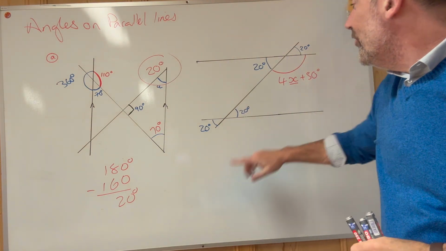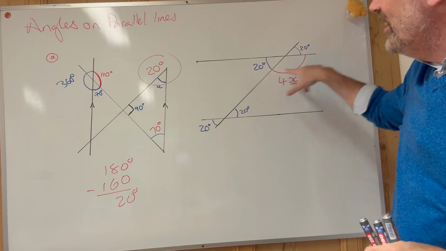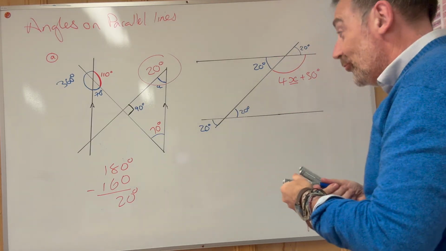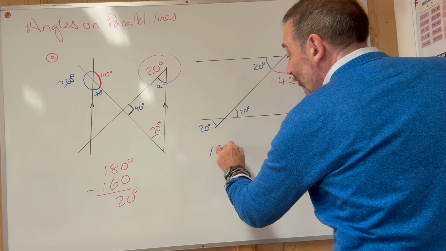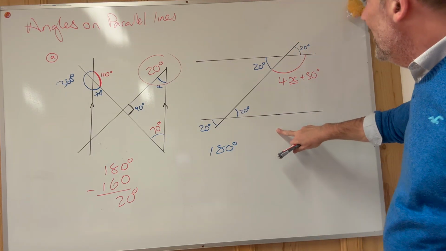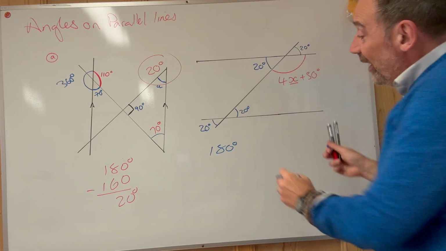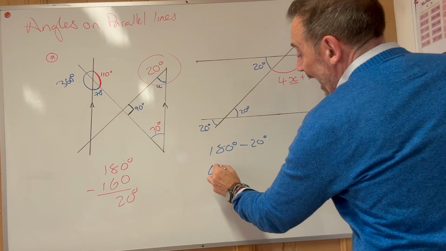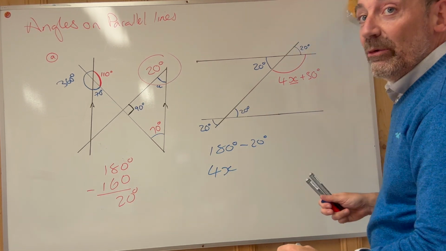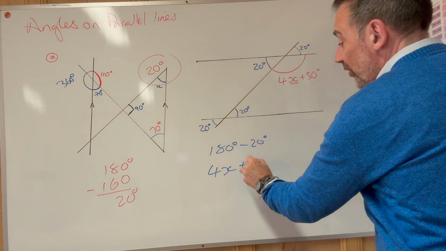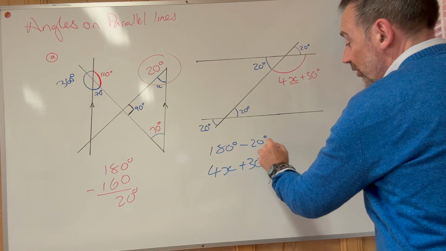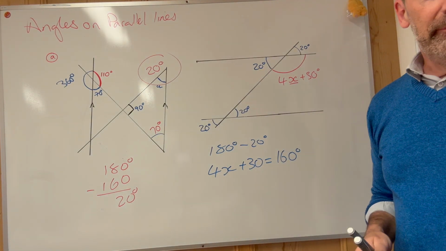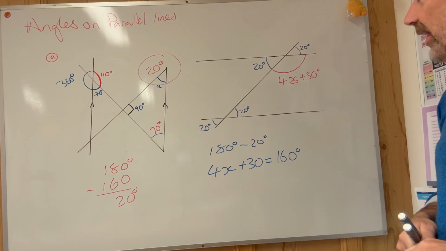But what I'm thinking is, if I've got this, I know that this line here is 180. I'm not trying to confuse people. 160. This is 180. 180 minus 60, minus 20. So 4x plus 30 equals 160. Do we agree with that? Yeah. Happy?